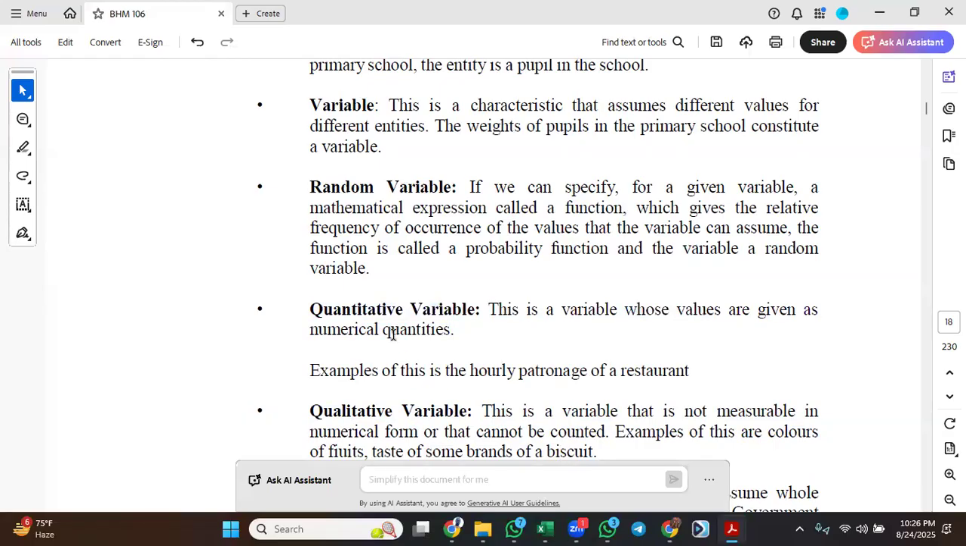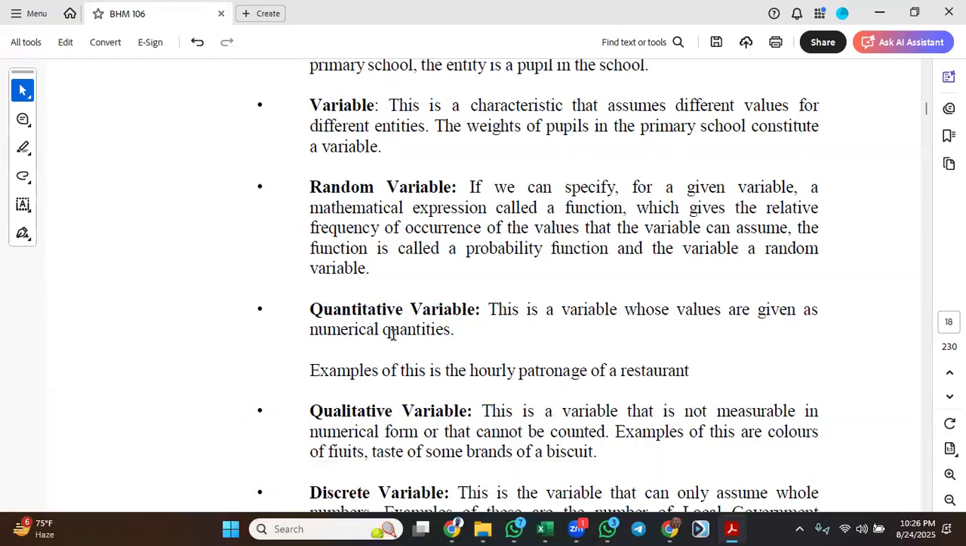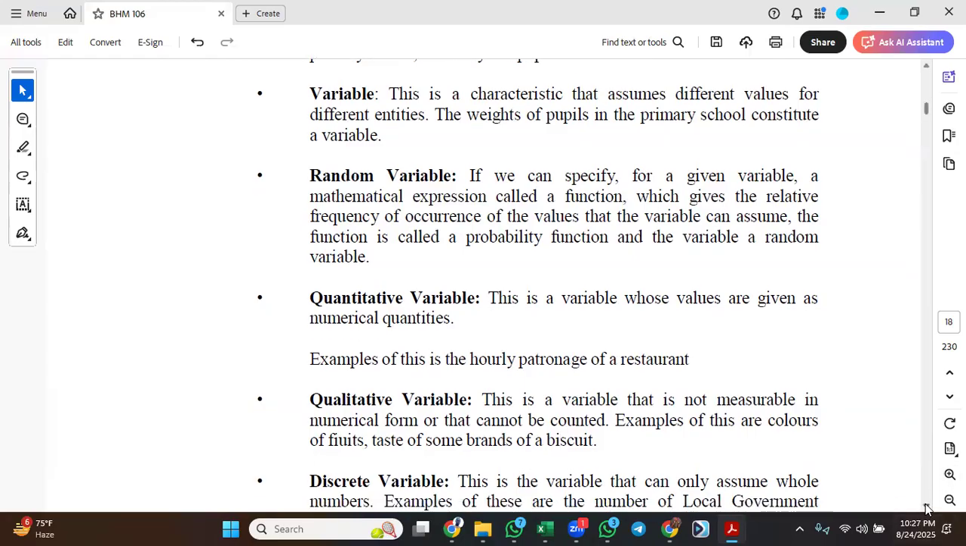One, quantitative, that is quantity. It has to do with numbers, numerical values, or quantities. Example, the hourly patronage of a restaurant. This is the way they might ask the question. They say the hourly patronage of a restaurant is an example of dash variable. So in your options, you have qualitative, quantitative, random, and discrete. You are the one to choose which one is correct. The correct answer is quantitative.